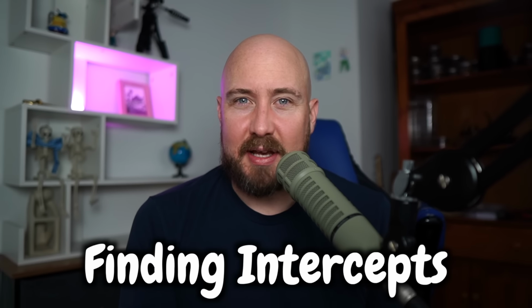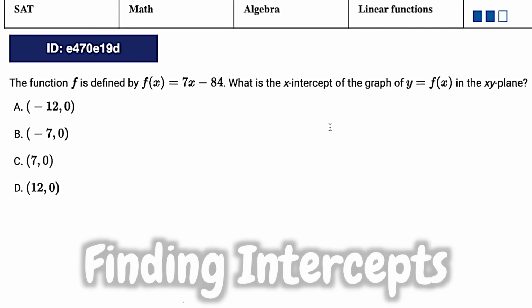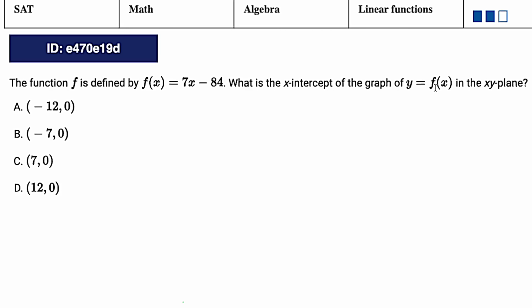Another great use for Desmos is just finding intercepts. So here's an example where we're looking for an intercept. Now, for these types of questions, if you know the trick, the rule, which is basically x-intercept means y equals 0 and y-intercept means x equals 0, some of these are going to be easier and faster without Desmos. But that's assuming that you know the trick. What's really cool is if you don't know the trick, we could just plug this in real quick.